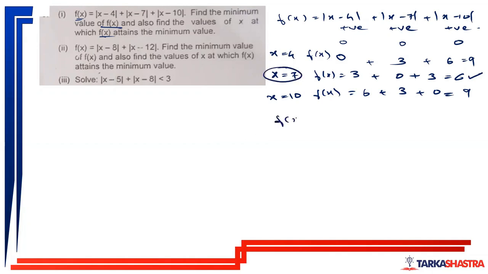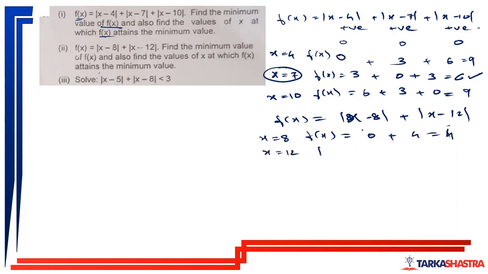Next, if we have to try f of x is equal to mod of x minus 8 plus mod of x minus 12, either this mod should be 0 or that mod should be 0. If I put x is equal to 8, I get f of x is equal to 0 plus 4, that is 4. But if I put x is equal to 12, f of x is equal to 4 plus 0, which is again 4. So I am getting it for 8, and for 12 as well.